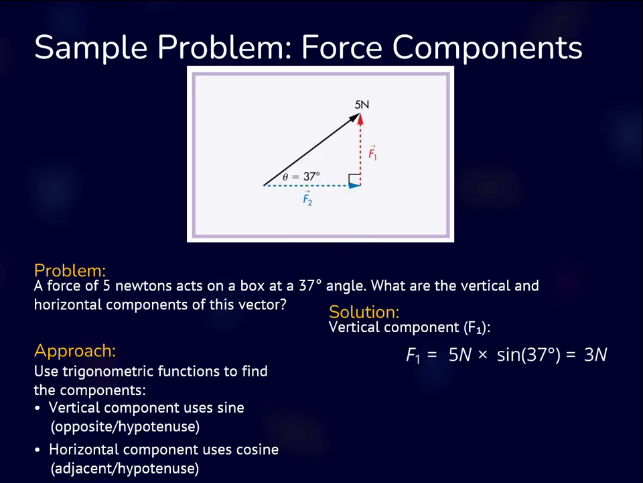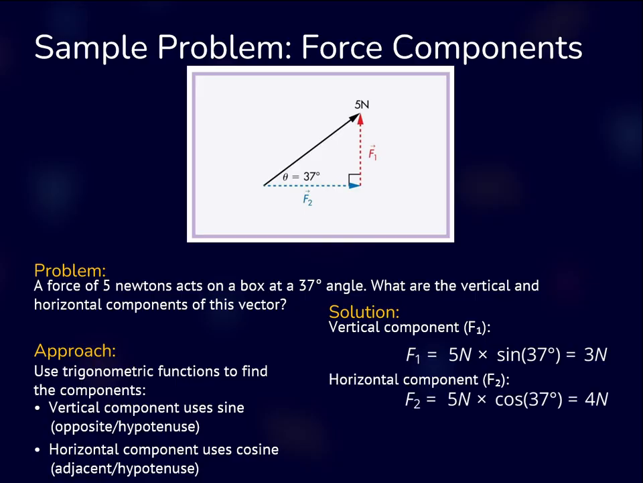First, let's calculate the vertical component, the part of the force that is acting upward. This is opposite the angle, so we'll use sine. So that vertical side, the opposite side, is equal to 5 newtons multiplied by the sine of 37 degrees. The sine of 37 degrees is about 0.6. Multiply that by 5, and we get 3 newtons. This 3 newtons helps reduce the downward force of gravity on the sled.